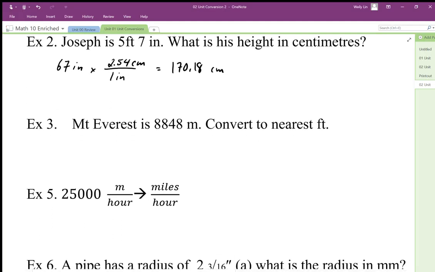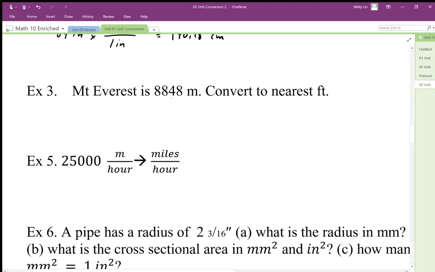So Mount Everest, it's 8,848 meters. So 8,848 meters. I need a conversion of meters to feet. Okay, so when I look at my chart here, well, I don't have a direct meters to feet conversion, I don't think. Okay, so I'm going to have to convert the meters to yards, and then yards into feet. So I'm going to use our 0.91.